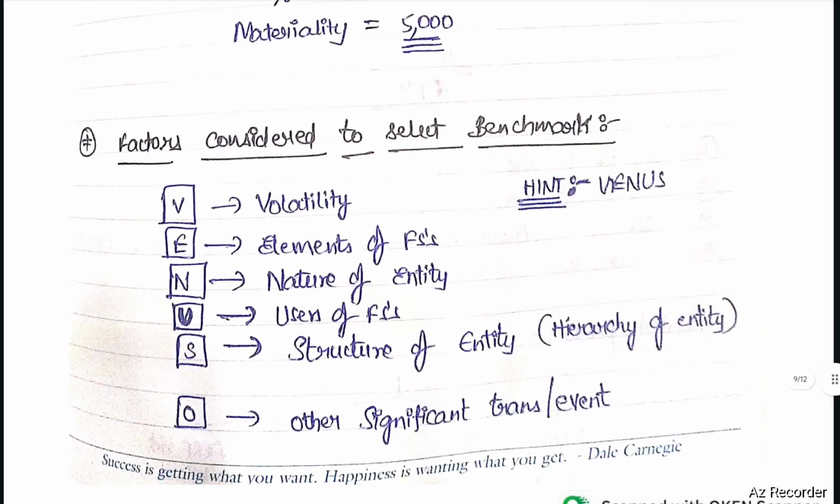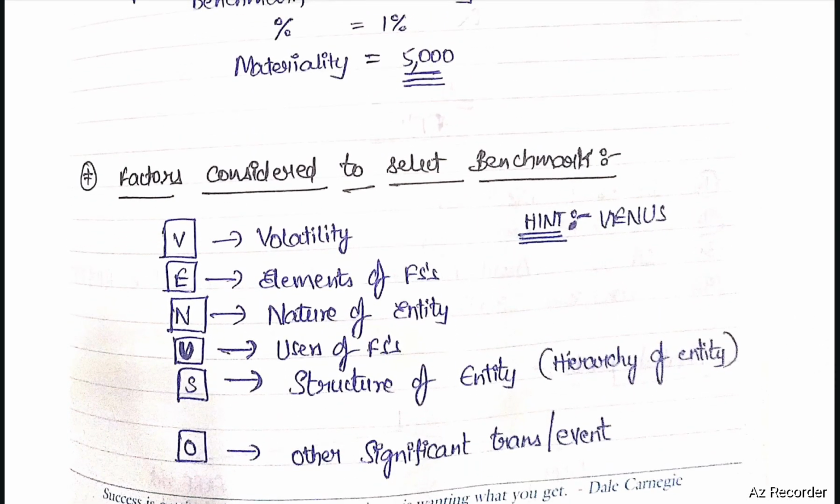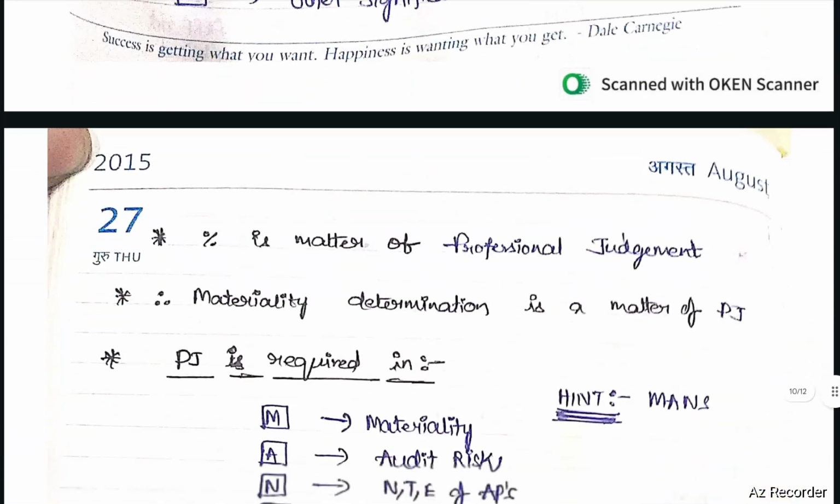Factors considered to select a materiality. Hint is VENUS. V, volatility. E, elements of financial statements. N, nature of entity. U, uses of financial statements. S, structure of entity, hierarchy of the entity. O, other significant transactions or events.